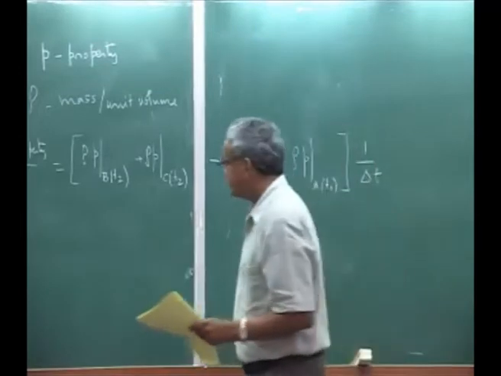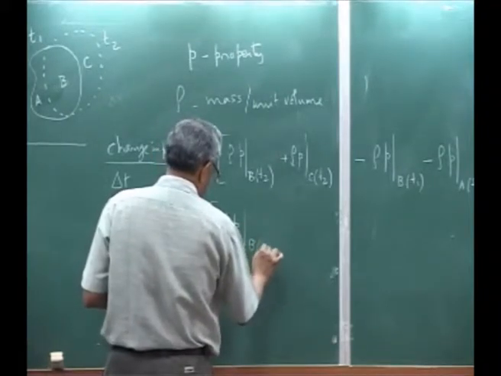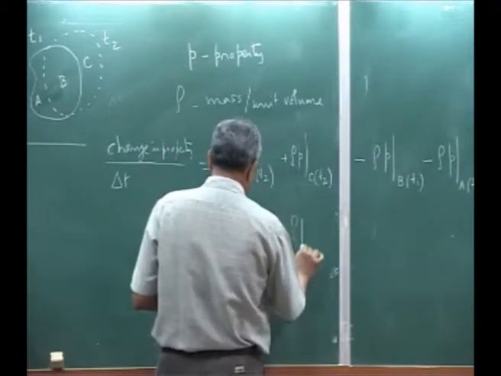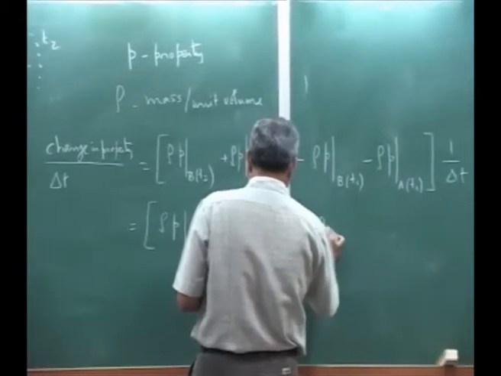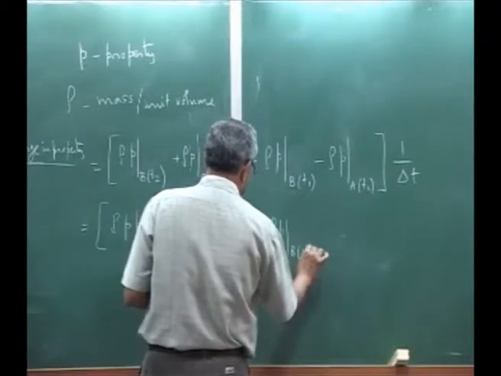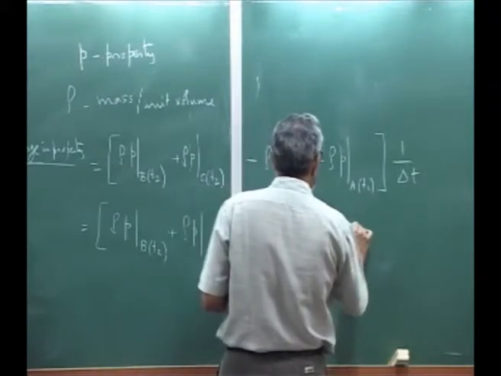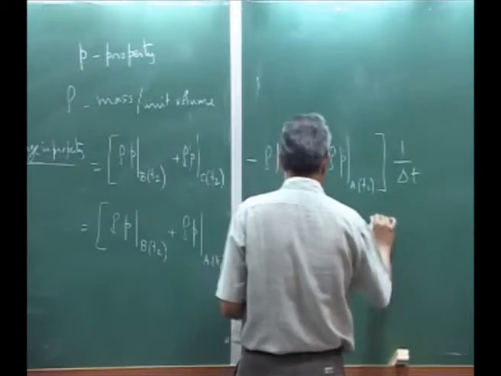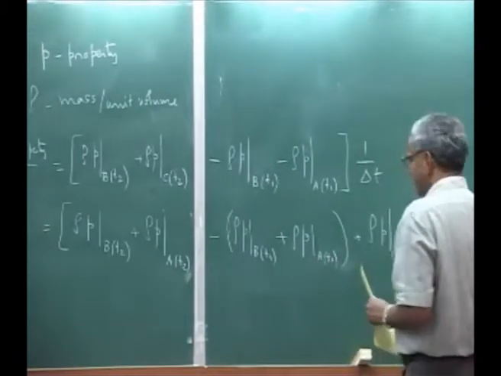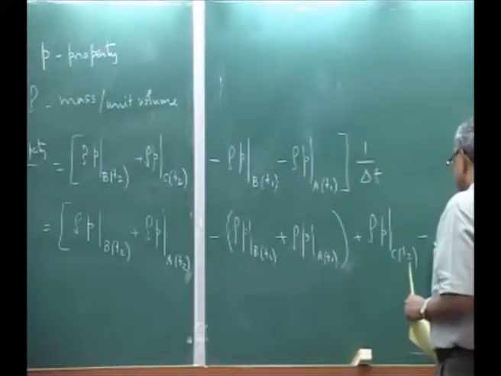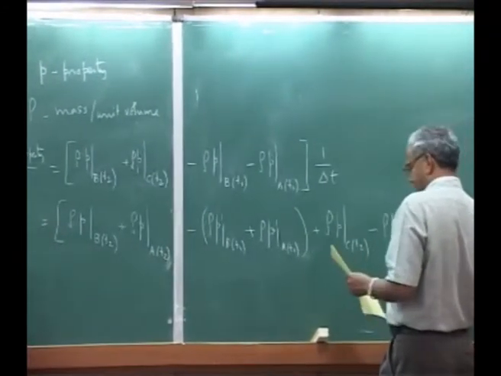Now what you do is you add and subtract two quantities, rho P B at t2 plus rho P A at t2, okay, minus rho P B at t1 plus rho P A at t1, plus rho P C at t2 minus, because I have added this rho P A at t2, so I will subtract rho P at A at t2, divided by delta t. Okay.